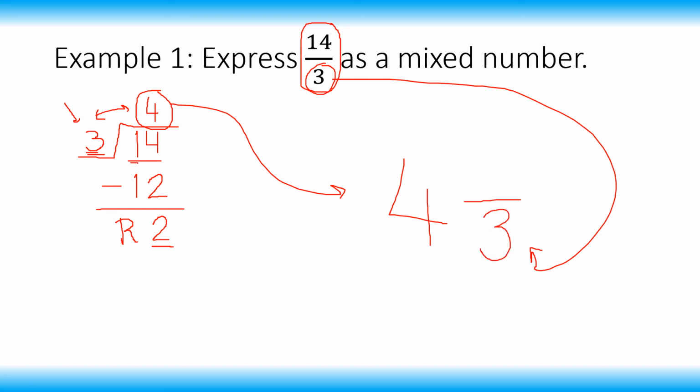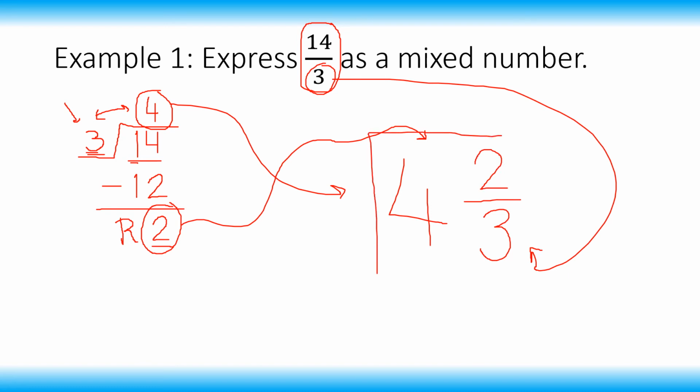And then the last step is we take our remainder from our long division problem, and that becomes our new numerator. So that comes along over here, and we get the 2 up there. And so this is our mixed fraction, or our mixed number, for the improper fraction 14/3.